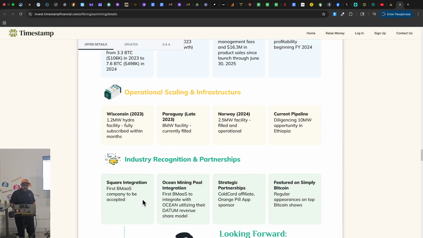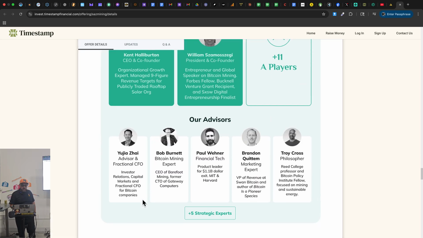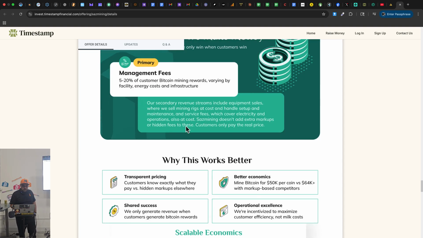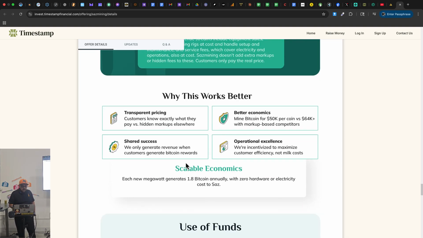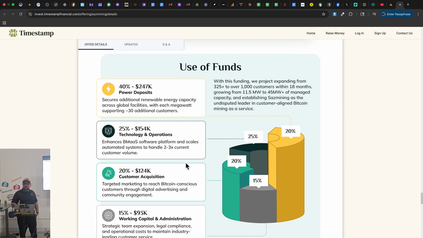One thing that I want to highlight is what they're going to do with the funds that they get through this raise. We'll go through the team in a second. Again, this is how they make money, 5 to 20% of Bitcoin mining rewards. They're very upfront about it. And they think that this is a model that works because it's very transparent pricing. You can see how much you pay for the miners and for the power, and there's zero markup that SAS Mining is making off of it.